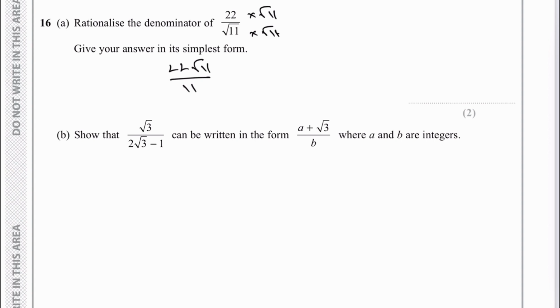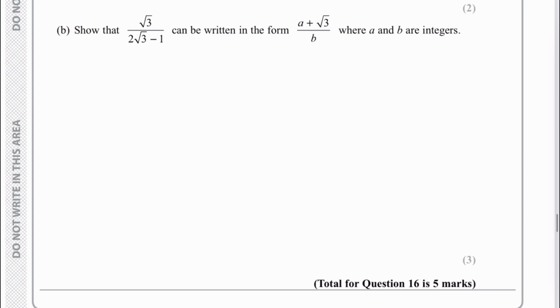The square root of 121 is 11. So therefore I can just simplify this a little bit and end up with 2 root 11, which is the answer to that particular question.